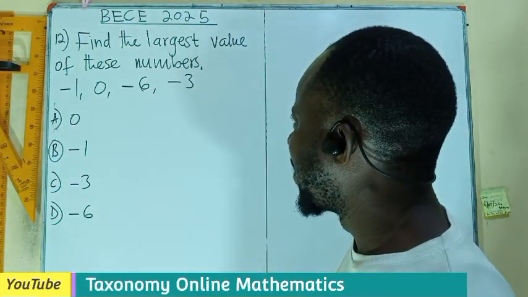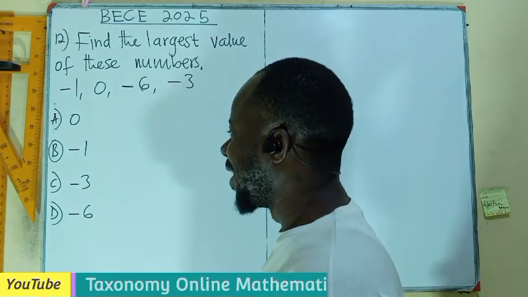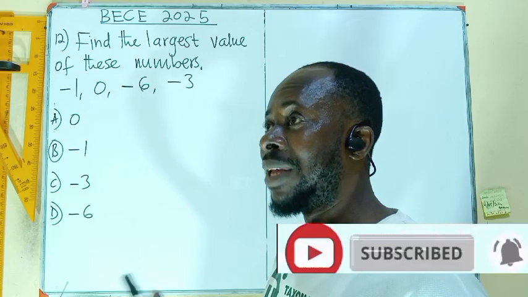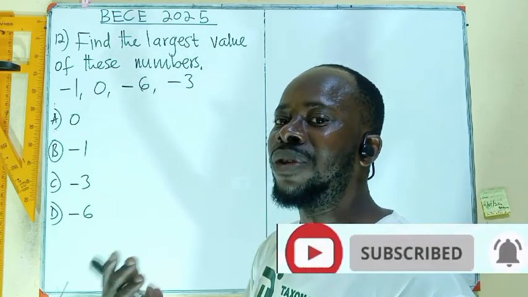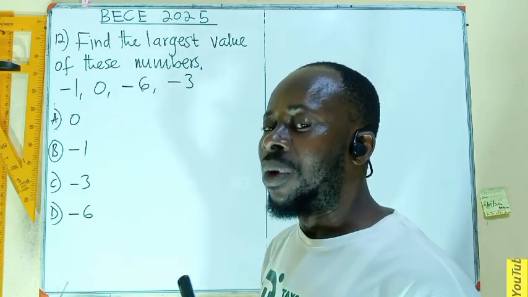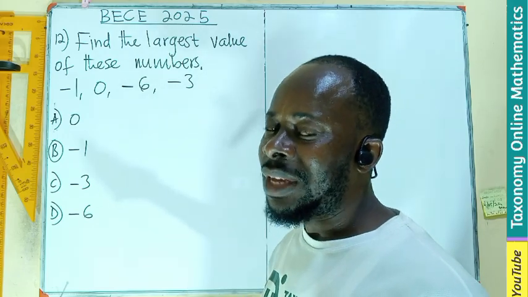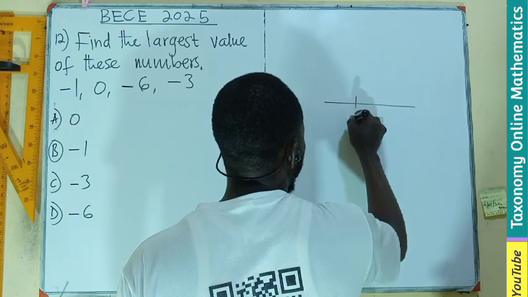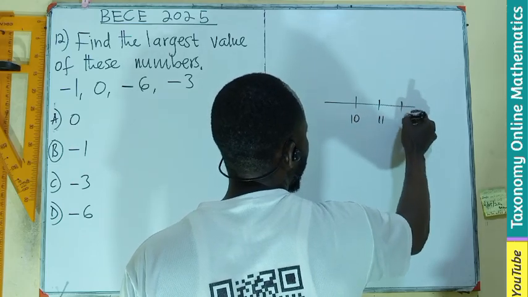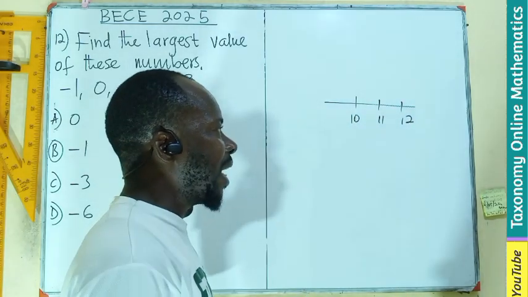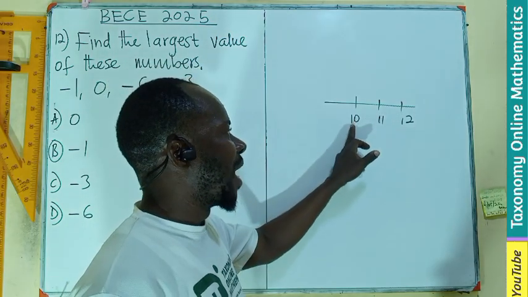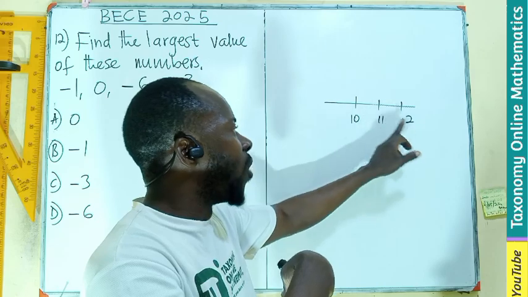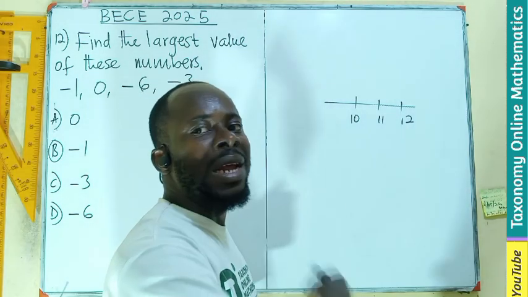We have to find the largest value of the numbers -1, 0, -6, and -3. In determining the larger number between two numbers, when they are placed on the number line, the one at the right is bigger than the one at the left. As in, if I have a number line that I have 10 here, 11, 12. Comparing them, you can see that 11 is bigger than 10 because it's at the right side of 10. 12 is also bigger than 11 because it is at the right side.